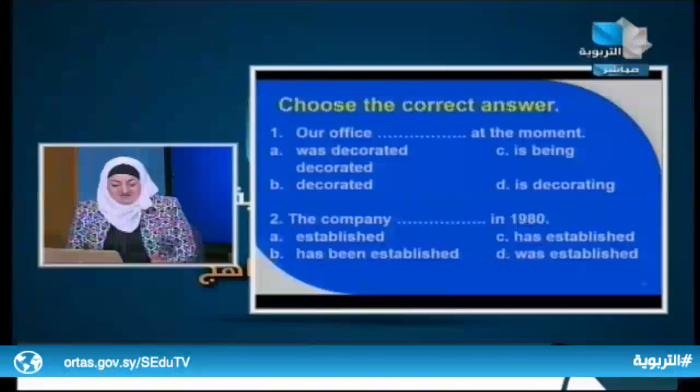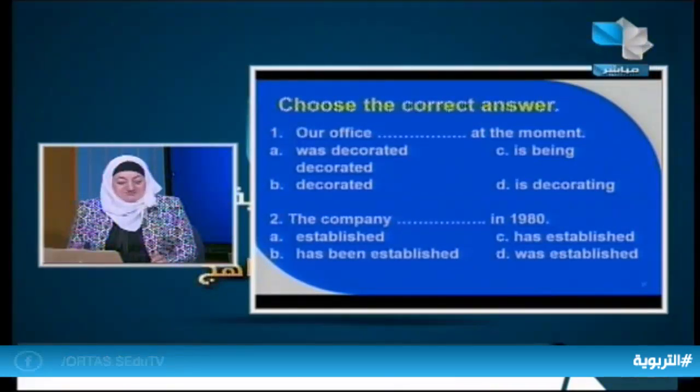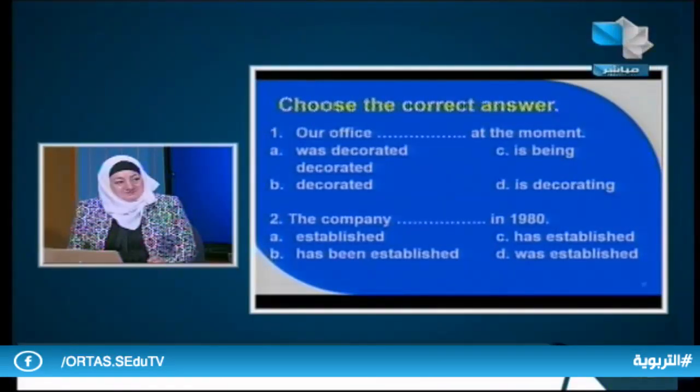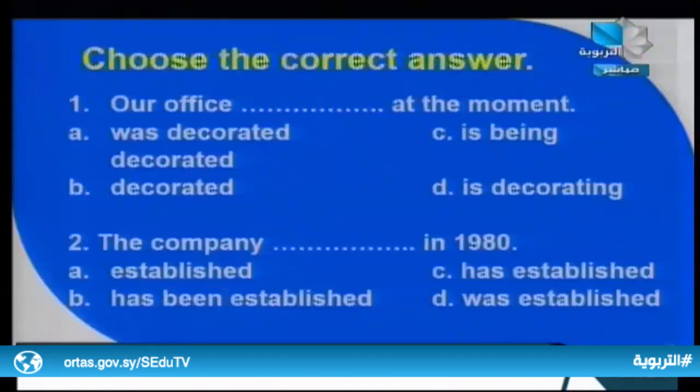So, Ms. Hanan. Okay, the second example here. The company in 1980. The company should be the receiver of the action because it can't do the action. The action is established, for example, to build. Of course not. The company established is wrong because it can't establish. So here we have a specific time in the past. Yes, right. In 1980. So they should think directly of 2 choices, I mean the past tense choices. Yes, the past exactly. So we have here established, choice A, and we have choice D, was established. Both are in the past. But one is active. So we cancel B and C, right?